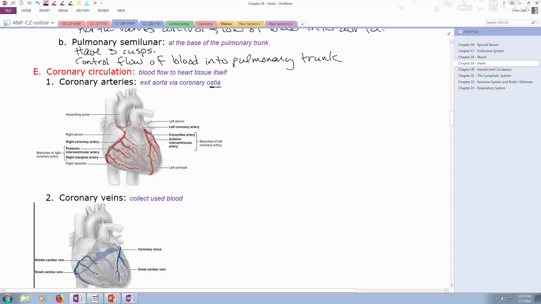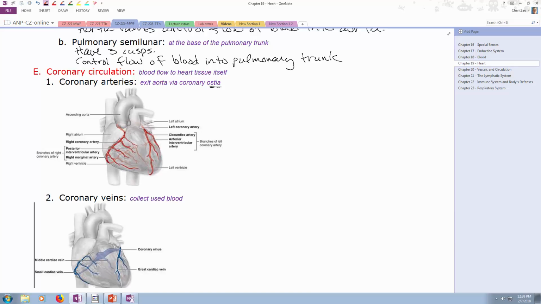The coronary arteries will eventually become capillaries. They'll get smaller and smaller, and the capillaries are actually going to feed the heart muscle itself, and then the used blood is going to go back to the heart and eventually into the coronary sinus, and we'll get to that in just a moment. Take a look at your picture at the right coronary artery.